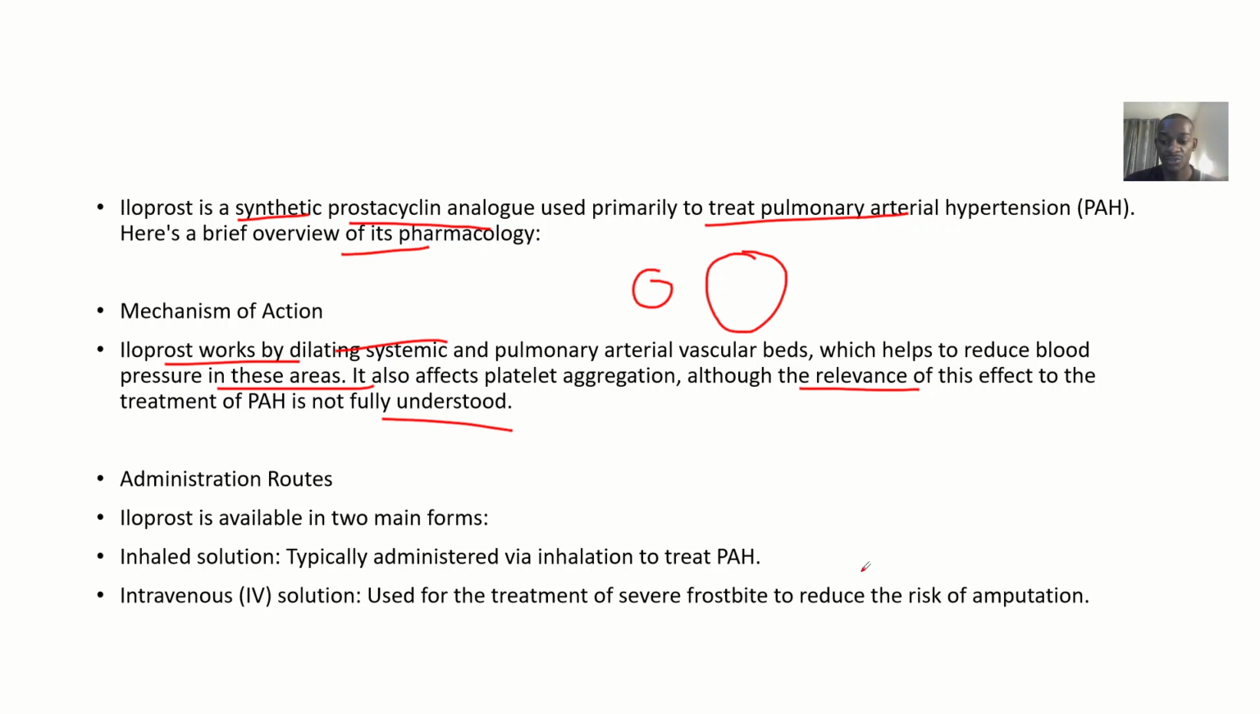So what is the administration route? Iloprost is available in two forms. We have the inhaled form, which is typically administered via inhalation to treat pulmonary arterial hypertension. Then the intravenous solution, through the vein, is used for treatment of severe frostbite, just to reduce the risk of amputation.